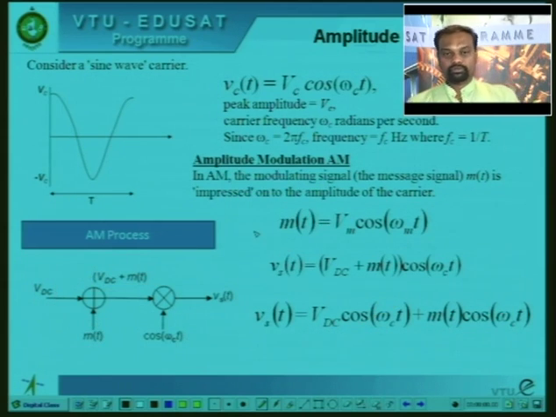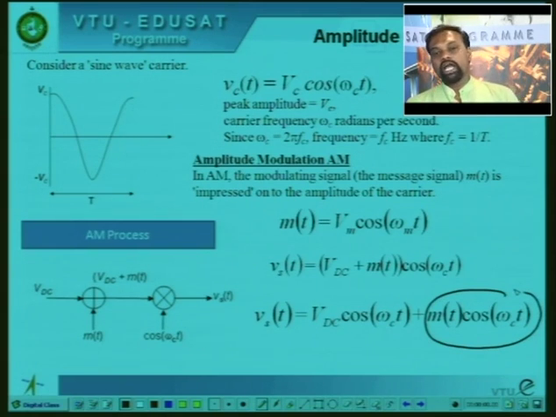Now, what we saw earlier was only this data: m of t into cos of omega ct is what we understood as modulation, and we could transmit that data. But now, along with that m of t cos of omega ct, what is it that we are trying to do?